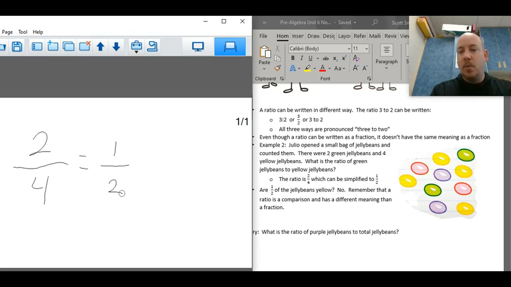So for every 1 green jelly bean in this case, there are 2 yellow jelly beans. So it has a slightly different meaning than a fraction. So even though we write it in fraction form, that's why we don't want to say the ratio is 1/2. We want to say it's 1 to 2 because it's a comparison.